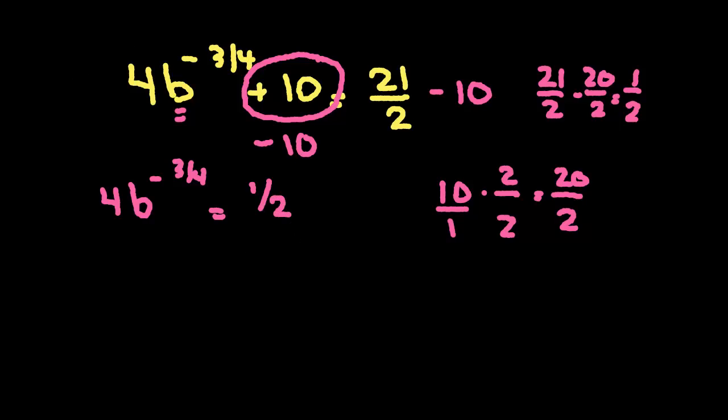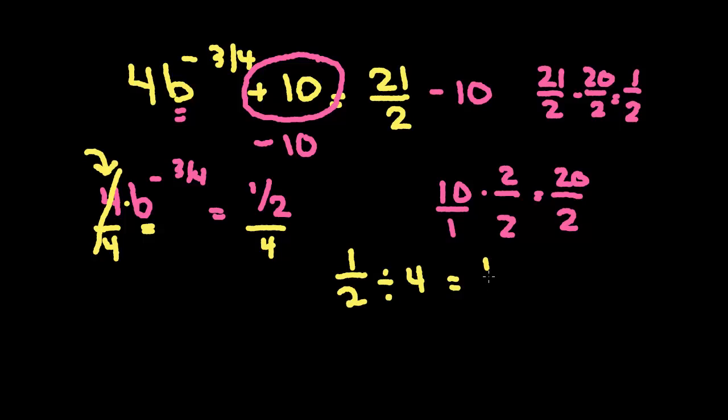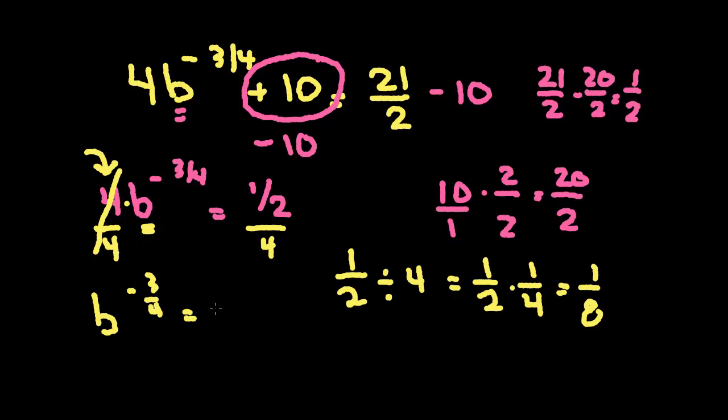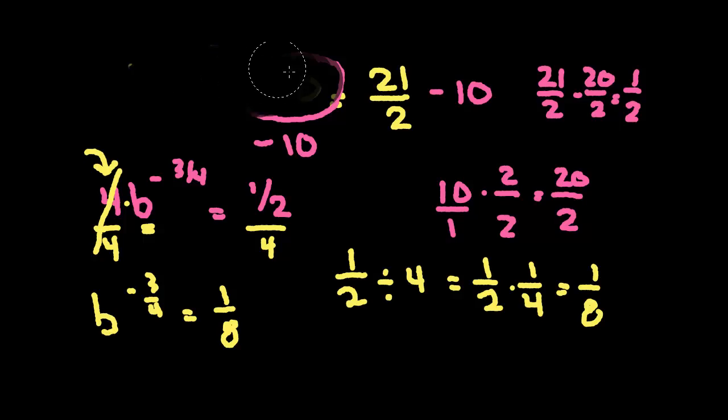So the next thing, the b is what I'm solving for, so the next thing that I want to make go away is the 4. And since it's multiplied times the b, the inverse operation would be divide. So I would divide by 4 on both sides. That crosses that off. And I have 1/2 divided by 4. Well, if I divide, it means I invert and multiply. So I have 1/2 times 1/4, which is 1/8. So now I have b to the minus 3/4 equals 1 over 8. Let's get ourselves some room up here.